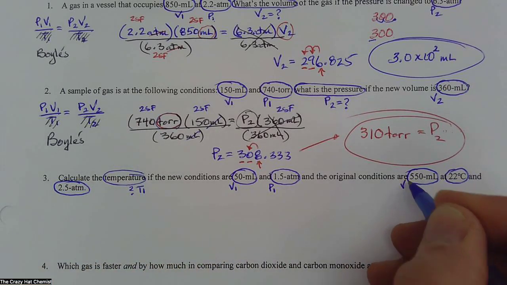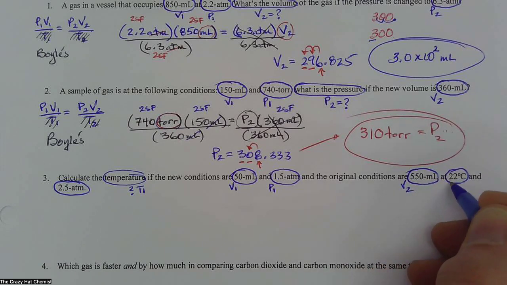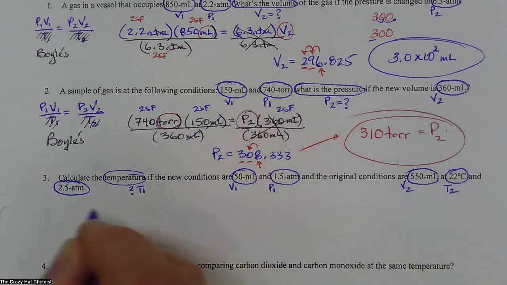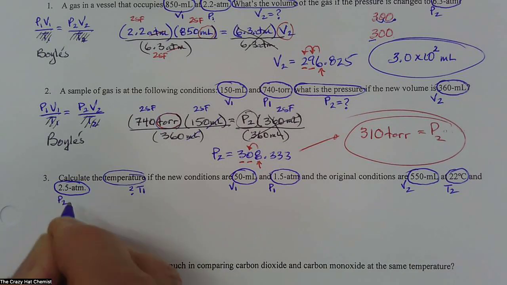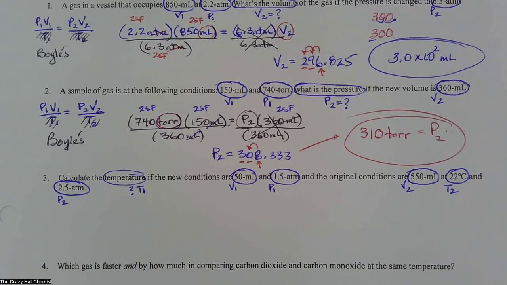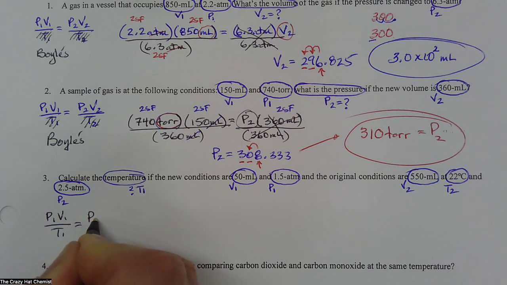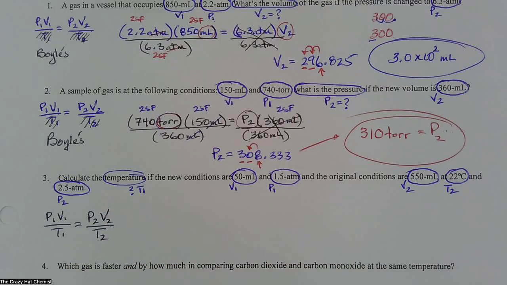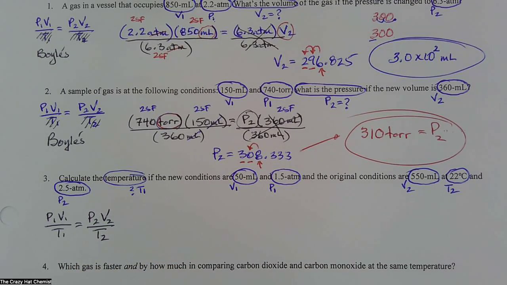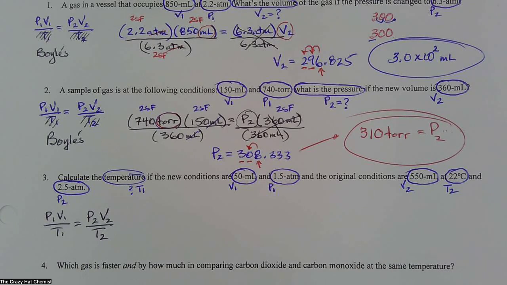This milliliters is a volume 2. This degrees Celsius is temperature 2. And this atmospheres is pressure 2. All right, so what we're going to do is write the combined general gas law. That's P1 V1 over T1 equals P2 V2 over T2. This is the general or combined gas law, and this is the law that we're using here on this particular problem because we do have everything we need. Now, we're calculating the temperature, that's T1, so this is what we're solving for right here.